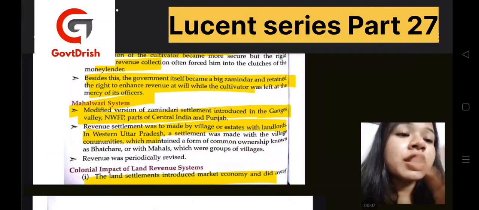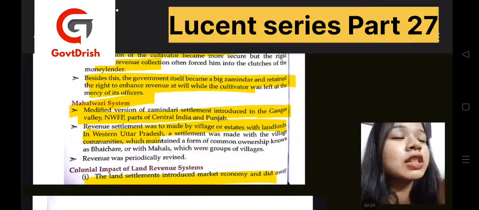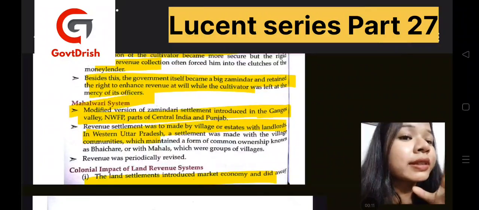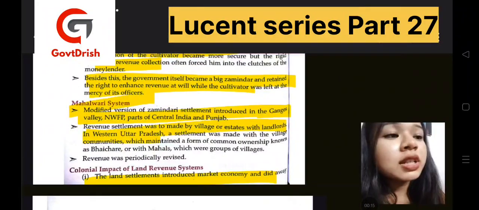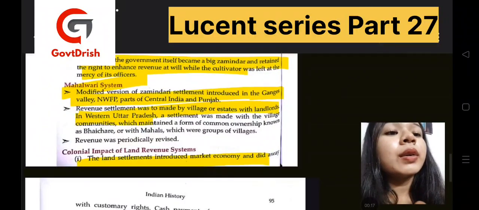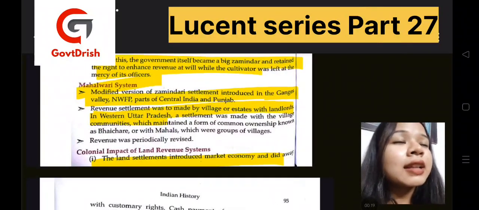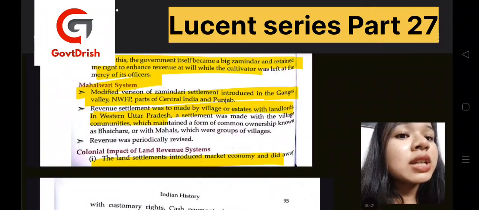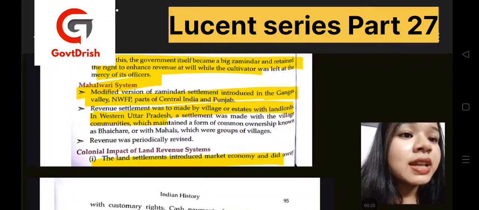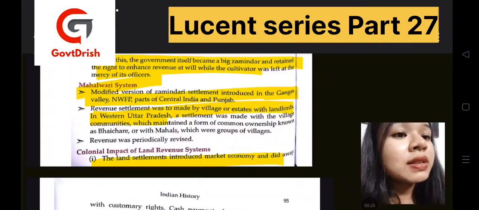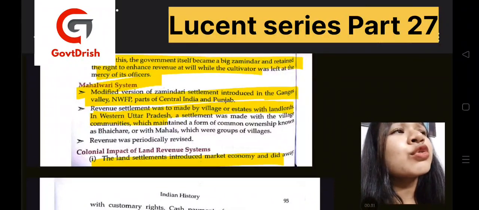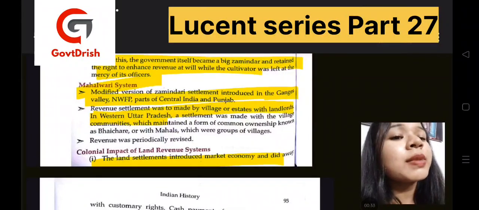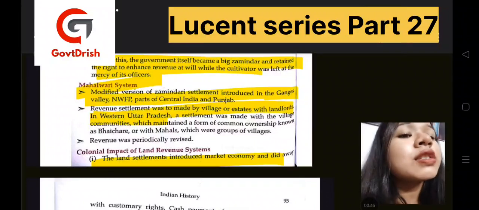Okay, now the Mahalwari system. It was a modified version, you can say, of the zamindari settlement system that was already introduced, and this was introduced in parts of the Ganges Valley, then the northwest frontier province, then parts of central India and Punjab. In this system, they made a village settlement of the village communities, and on this basis, the revenues were paid periodically, and it was known as bhaichara or mahals, usually a group of villagers. So on that basis, their revenue was revised.